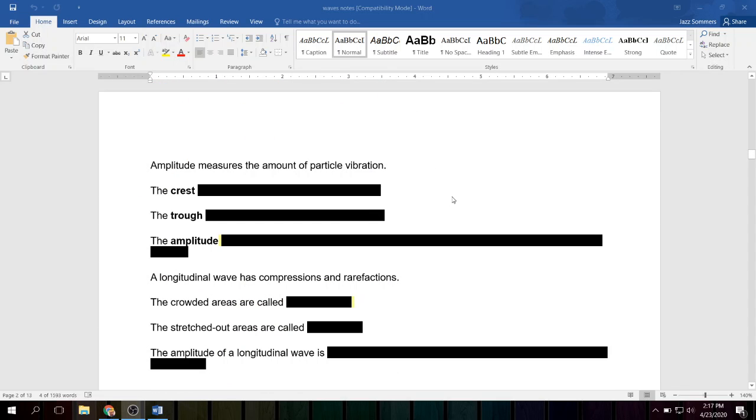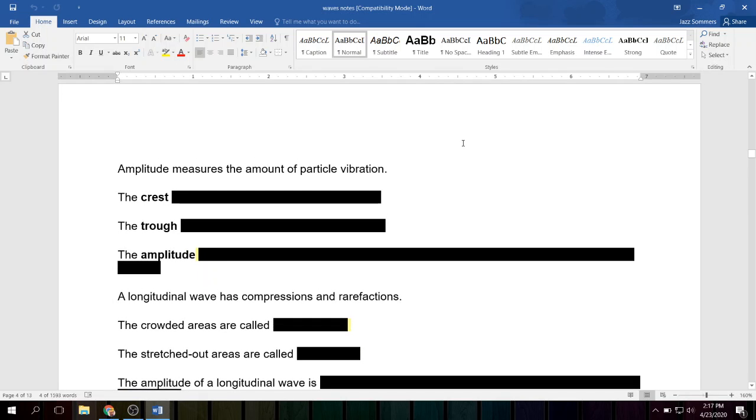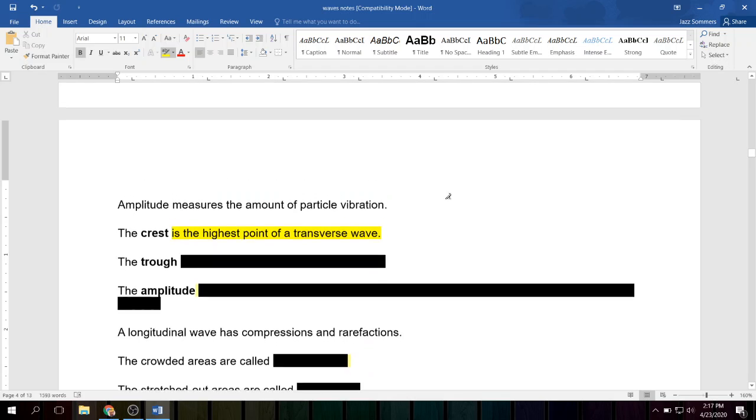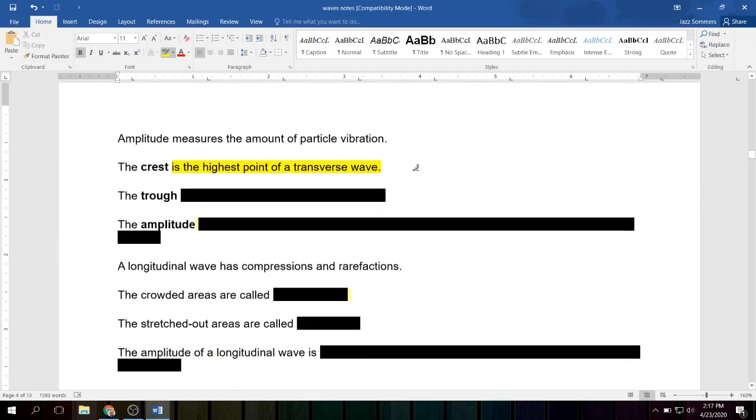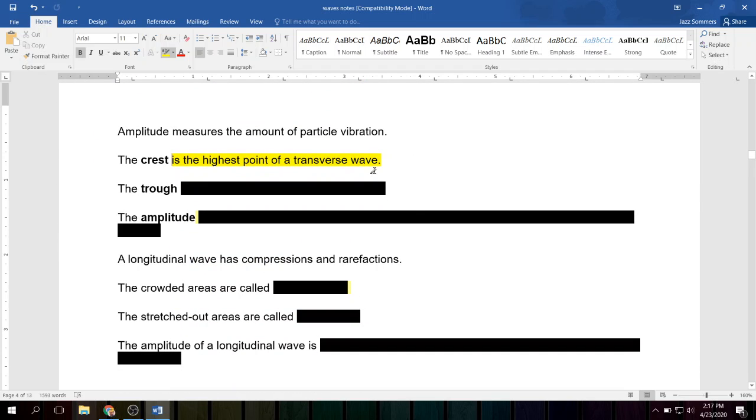So you're going to fill in your notes as I go through them here, and we're going to jump in with the crest. The crest is the highest part of a transverse wave. It looks like the part right here. That's the crest, right? And please pause if you want to write the definitions down in your notepad.